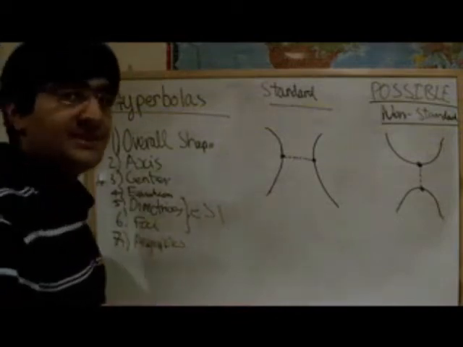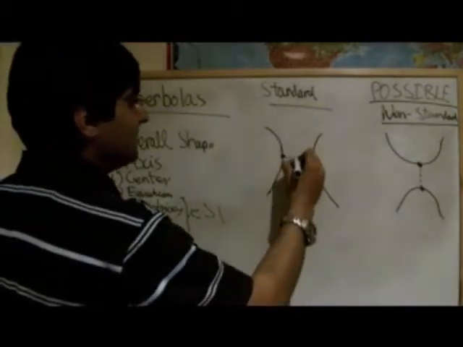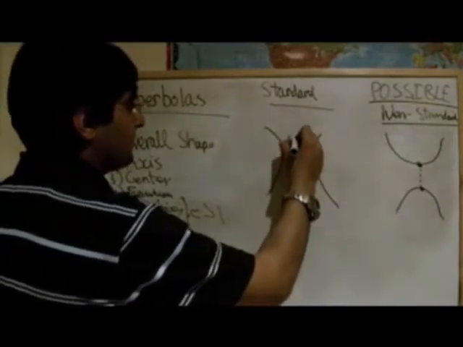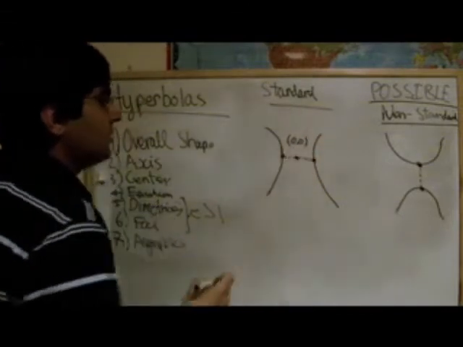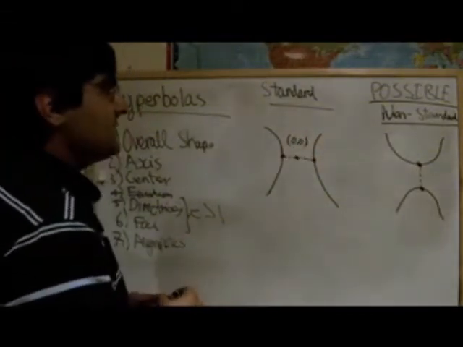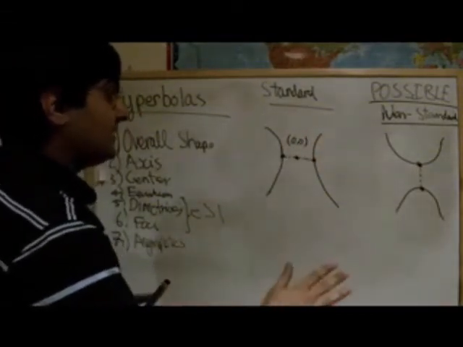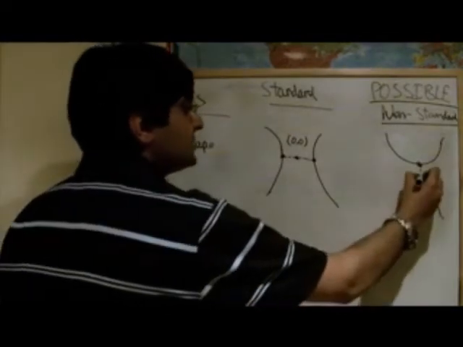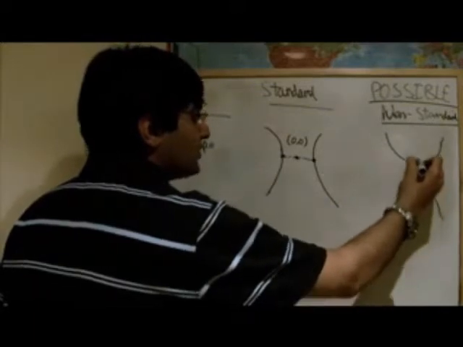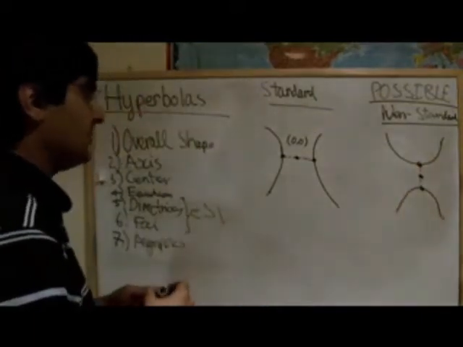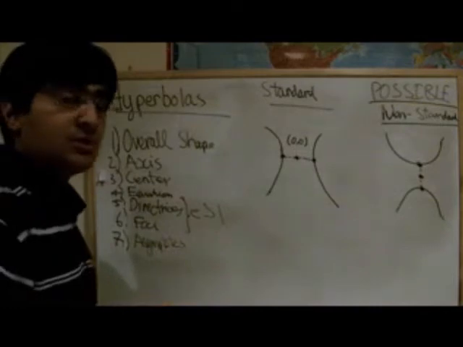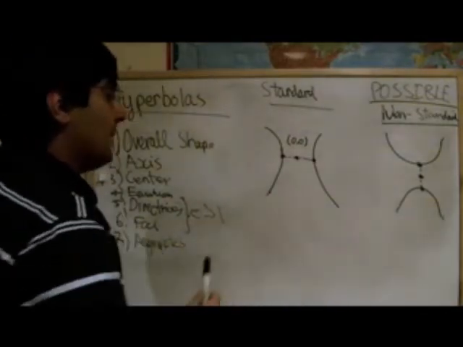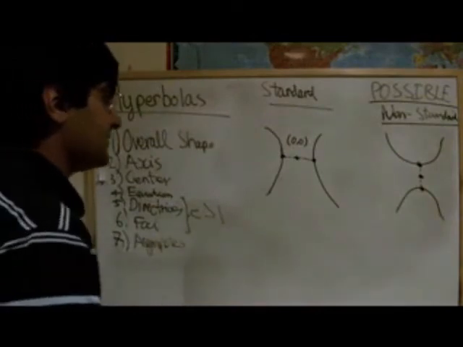The next feature, the center. The center lies in the middle of the axis. In the case of the standard hyperbola, the center is 0, 0. And in the case of a non-standard hyperbola, again the same principle would apply. The coordinates may not be 0, 0, but the center would still be halfway across the axis of the hyperbola. A hyperbola only really has one axis. It doesn't have any other axes except for the shortest distance between the two curves it has.